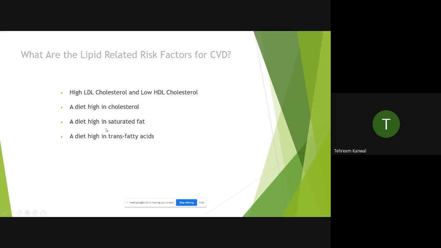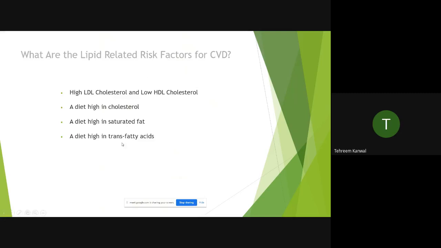Up till now, you should know what saturated fatty acids are. Saturated fatty acids are those fatty acids which do not have any double bond left in their structure, and they are solid at room temperature. So they have more chances to solidify within our body as well.